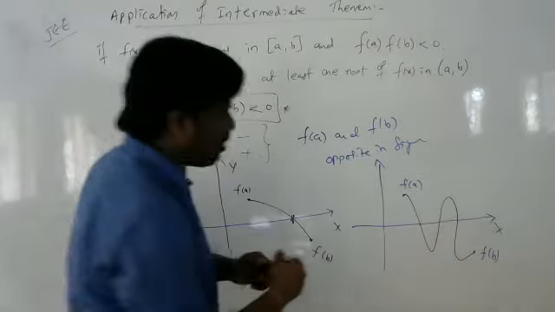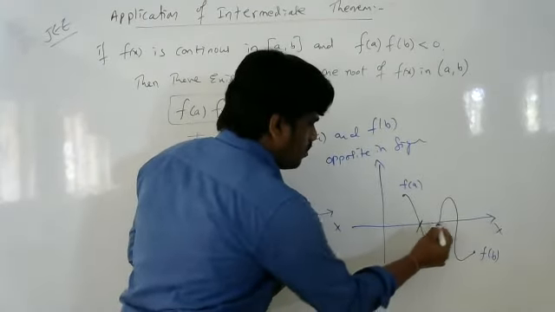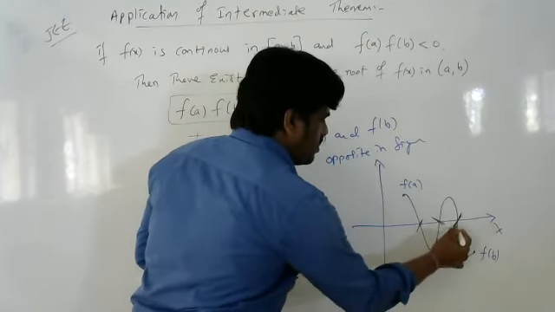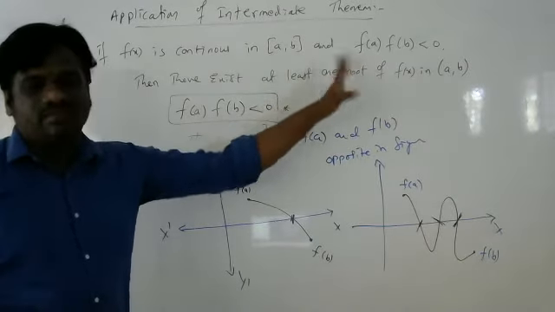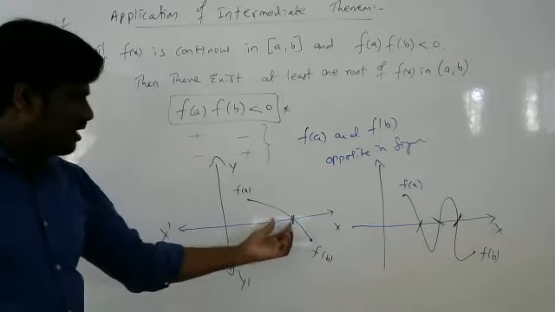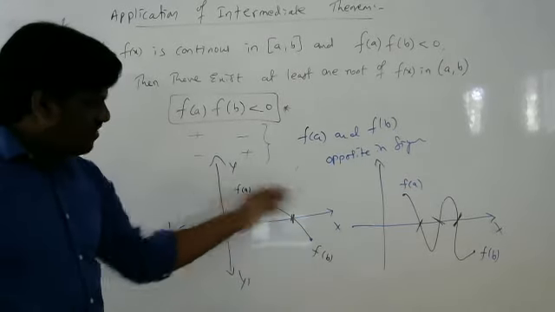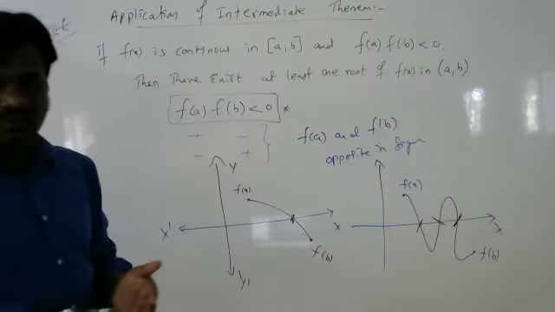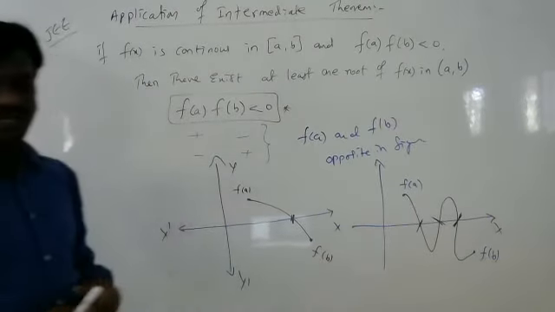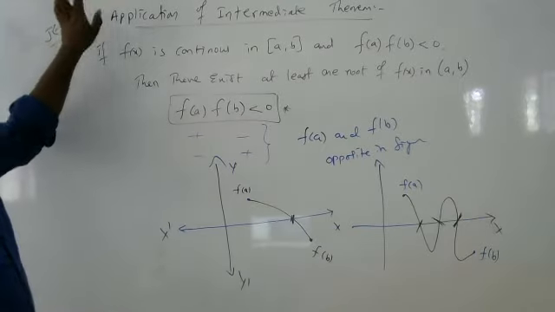In this case, how many roots do I have? This is one root, this is two roots, and this is three roots. So it says that at least one root will be there. If the function is like this, it will have more than one root. This is the application of the intermediate value theorem.